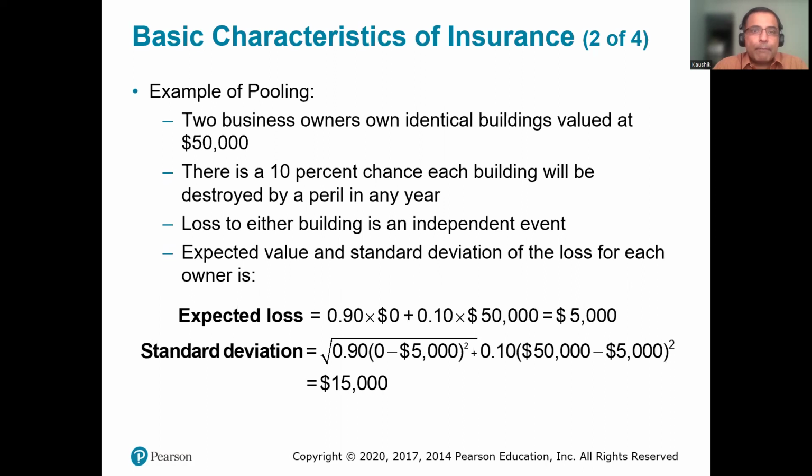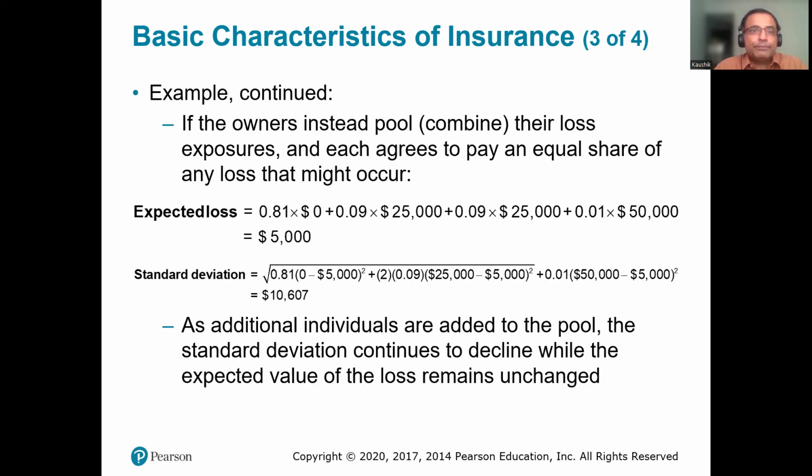So let's take an example. There are two businesses with identical buildings, each valued at 50,000. There's a 10% chance of the building getting destroyed. That is 10% chance of 50,000 loss. Hence, 90% chance of zero loss. So what is the expected loss? 90% into zero and 10% into 50,000. So it is $5,000. So we use similar logic to calculate the standard deviation.